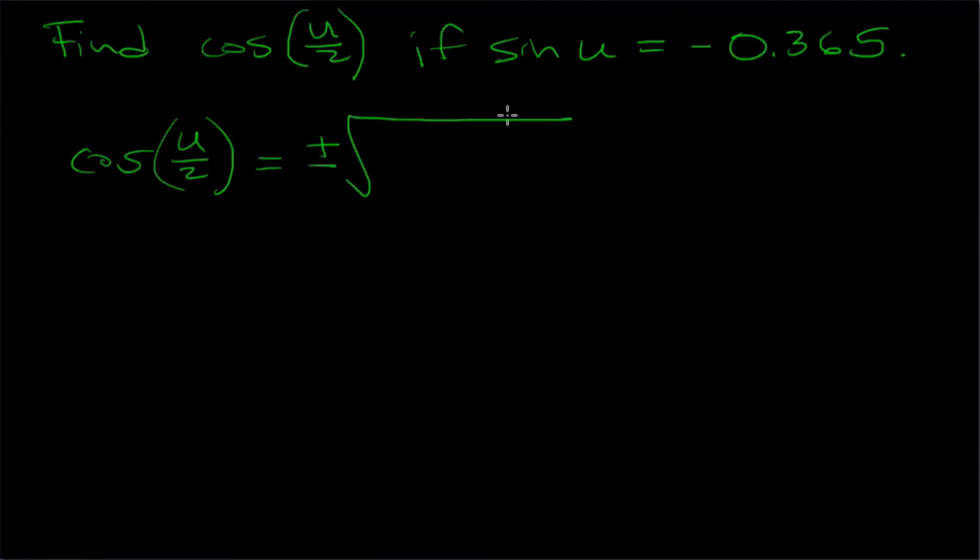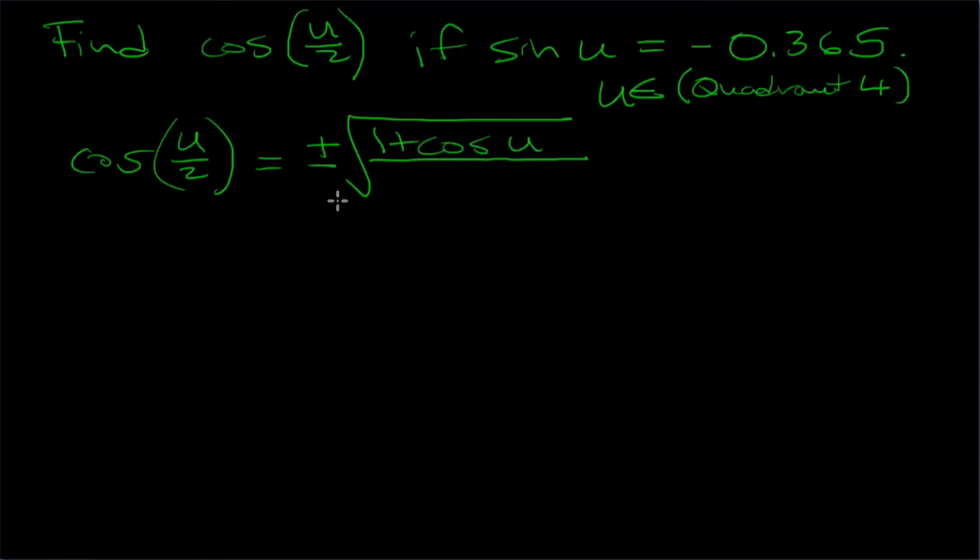Did they say a quadrant? Okay, yeah, this one we do need to know a quadrant because we don't have the original angle. So quadrant 4. Okay, so is u in quadrant 4 or is u over 2 in quadrant 4? Okay, so u is an element of quadrant 4. The only difference here is that that's a plus instead of a minus, and this is still over 2.